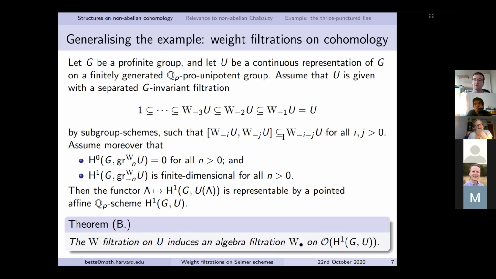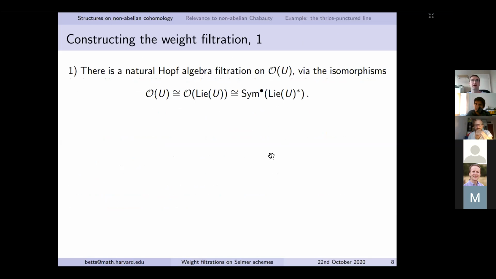And I'm actually going to tell you two different ways that you can construct this filtration. The first of which is somehow quite hands-on, and the second one's going to be a little bit more abstract. So the concrete way you might want to construct a weight filtration on this cohomology variety, well, we'll go in 3 steps.